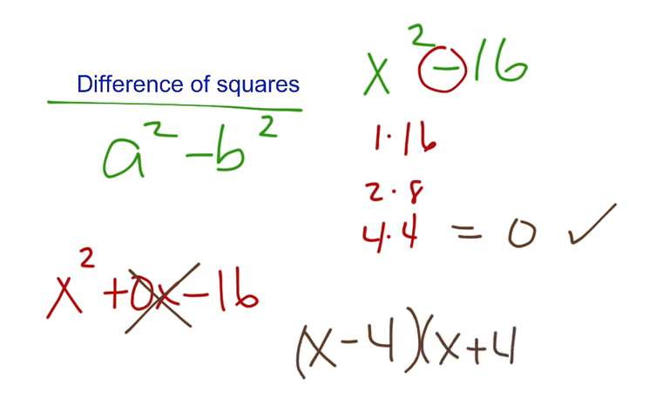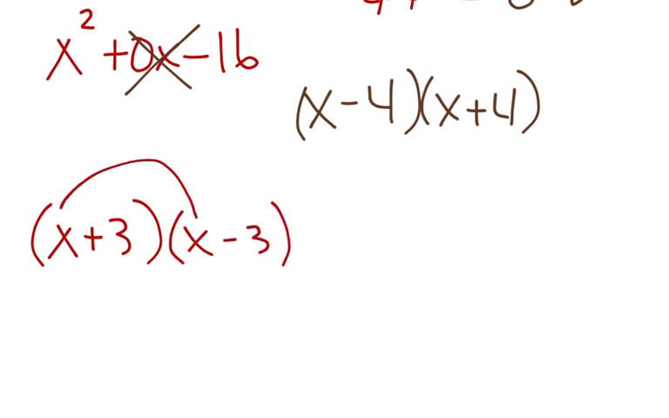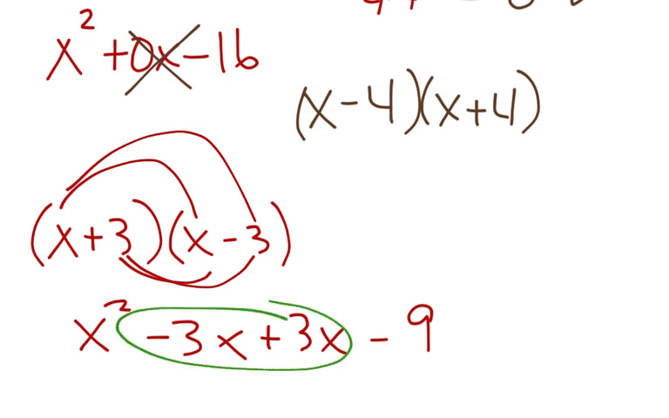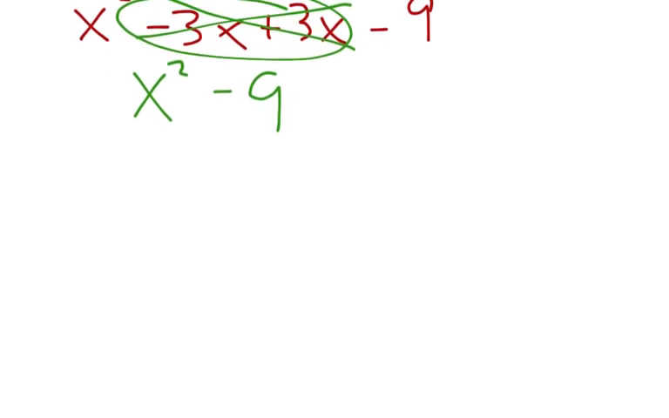These are also called conjugates of each other, meaning that when you multiply conjugates, the middle terms cancel out. So another example of a conjugate would be x plus 3, x minus 3. If I FOIL this, I'd get x squared, negative 3x, positive 3x, minus 9. Notice how those middle terms cancel out. And so that's why this difference of squares is so nice. So if you see the difference of squares, as long as it's a square, we can do this.